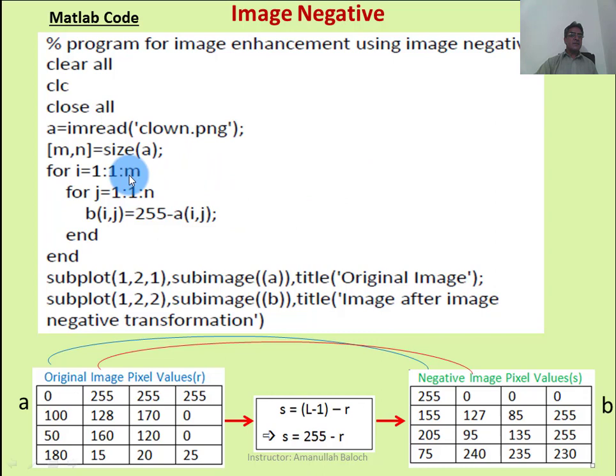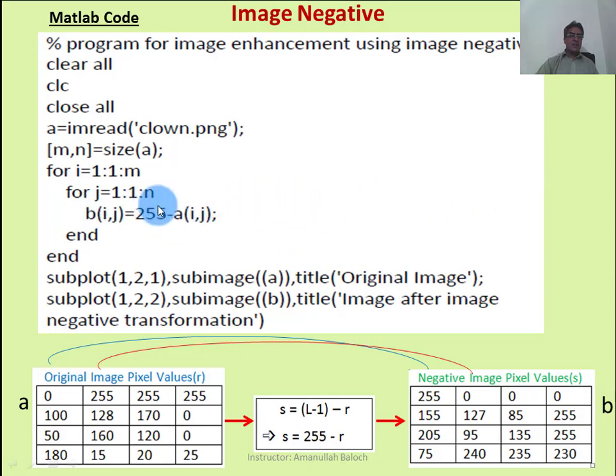Similarly, I will control the rows and J will control the columns of the image. So I will start from 1 to M at the interval of 1, while J will start from 1 to N with the interval of 1 pixel. That is, it will jump 1 pixel by 1 pixel and go row by row. First one row will be completed, then the second, then the third, and then the fourth.